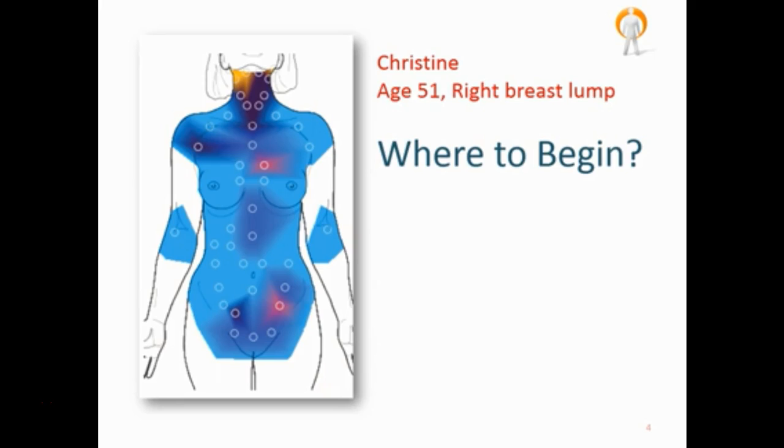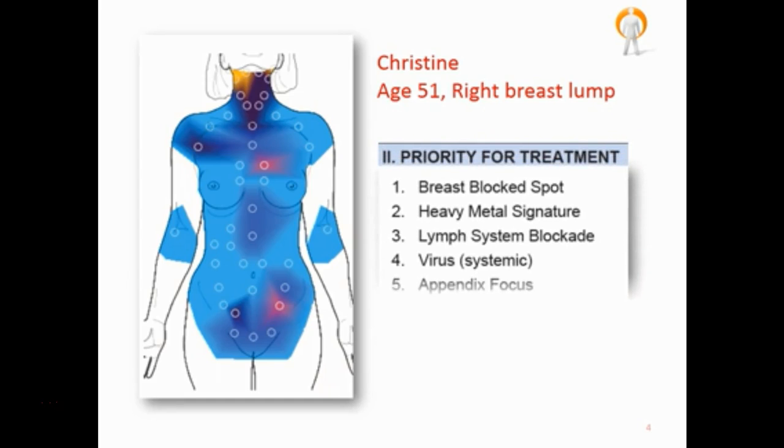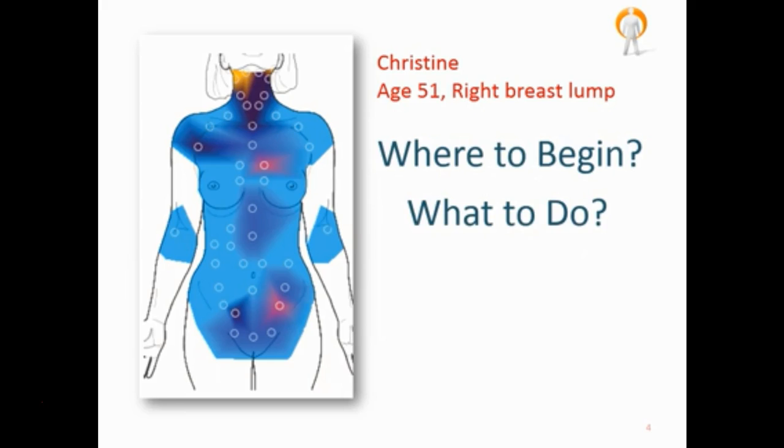For example, here's a 51-year-old female patient who has a breast lump. Even though the priorities are showing that there's physiological dysfunction in the breast and underlying issues of possible heavy metal toxicity and a systemic virus, among other things, there's even more information in the report for you to consider when you're determining what to do.